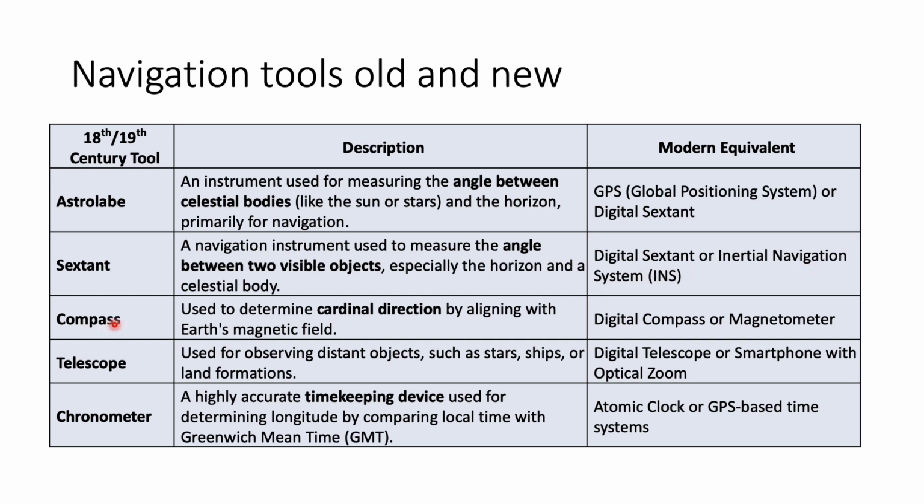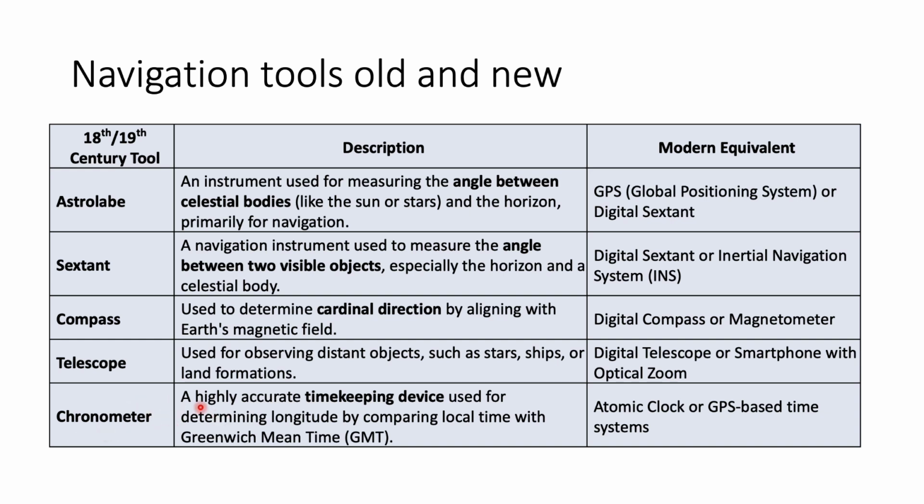And similarly, the compass, which was used earlier to find out the cardinal direction, has been replaced by the digital compass or magnetometers. Telescope, as all of you know, had been used for identifying distant objects such as stars, ships, or land formations. Now we use a digital telescope, or even a smartphone with optical zoom. But a smartphone with optical zoom cannot be used for very long distances. But maybe for a few kilometers or so, we can actually see that.